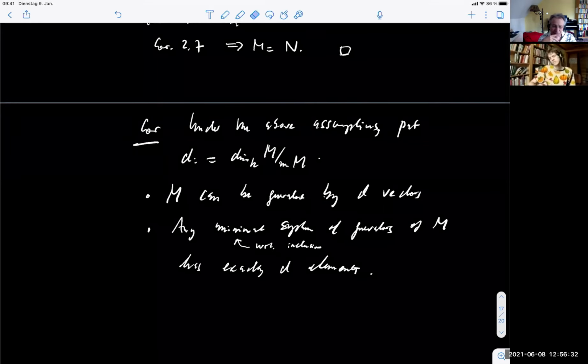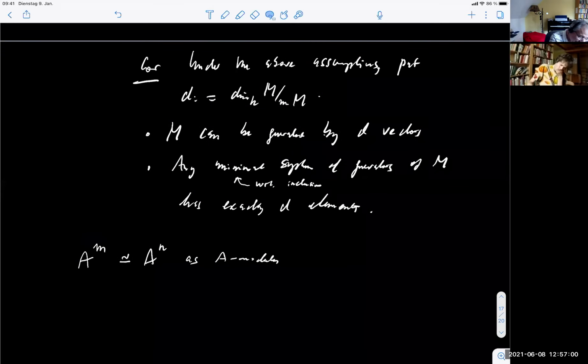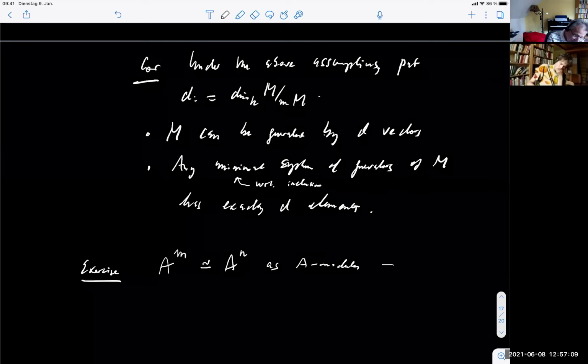For instance, something I'm not prepared, but for instance, you want to show this. A is your ring, okay? And now you view this as A modules. Let's say you have A^m is isomorphic to A^n as A modules. Maybe I will put this as an exercise. I'm going to suggest it to Marco. Then you can infer m equals n.